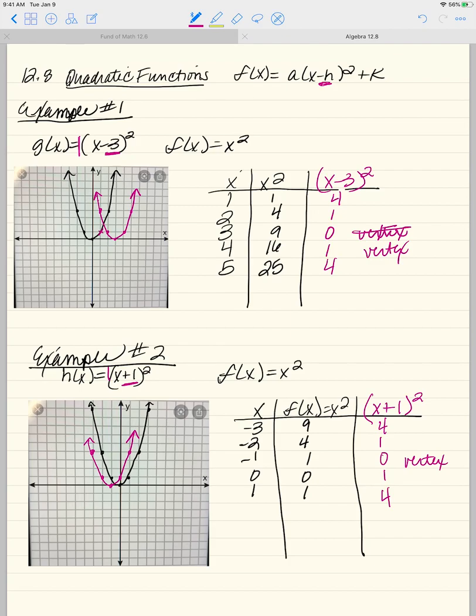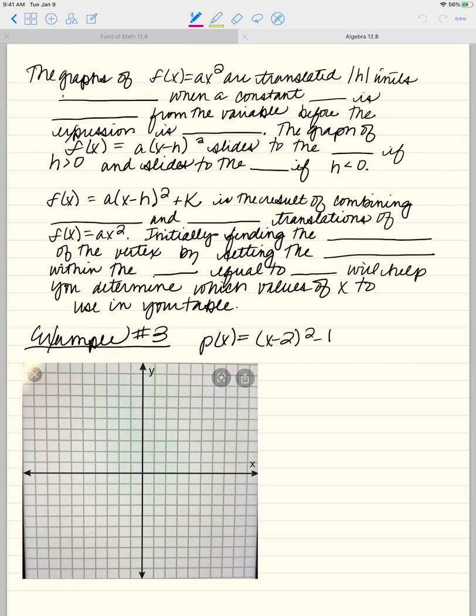So that should tell you a little bit about what I'm about to explain to you here, okay? The graphs of f of x is equal to a x squared are translated the absolute value of h units horizontally, that means left or right, when a constant h is subtracted from the variable before the expression is squared.